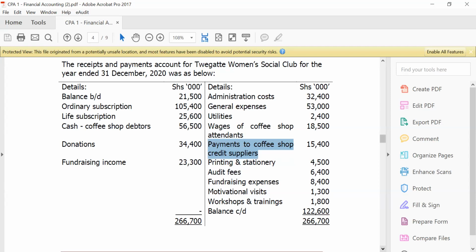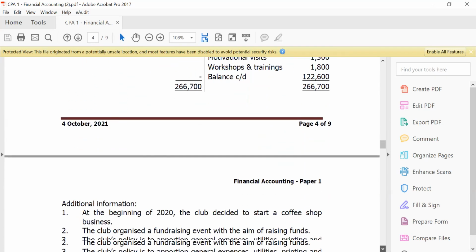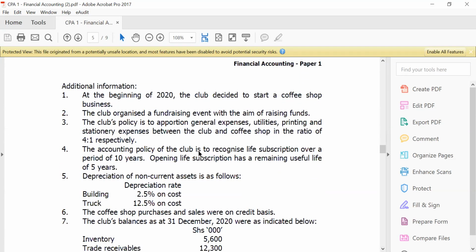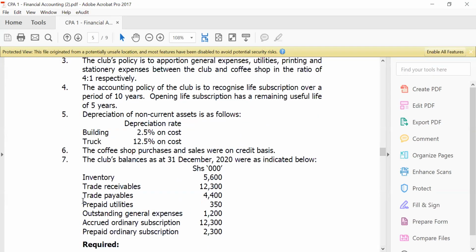Next, I'll go into the additional information and see, do I have any item that relates to purchases? When I look through, I don't see any. The only thing that is similar to purchases is trade payables. Remember what they told us, that the coffee shop purchases and sales were all on credit. Trade payables arise every time we buy on credit. So when you see trade payables, you should have in mind that they come as a result of credit purchases.